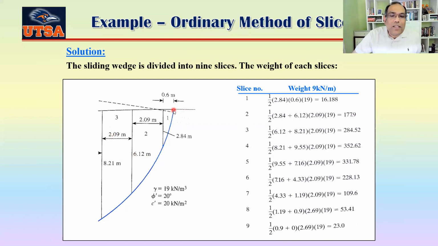For this one, it is a triangle, okay? So this one has to be half into 2.84 into 0.6, right? The area of a triangle is half into this, right? That's what they're trying to do. Half into 2.84 into 0.6 multiplied by the unit weight. So that many kilonewton is the weight of that slice, okay?